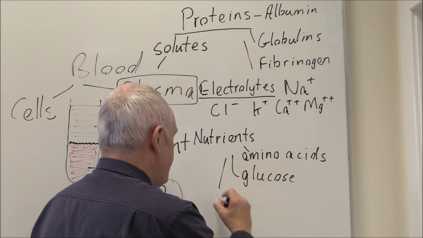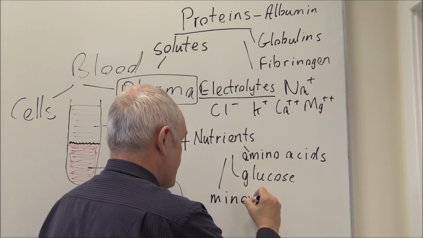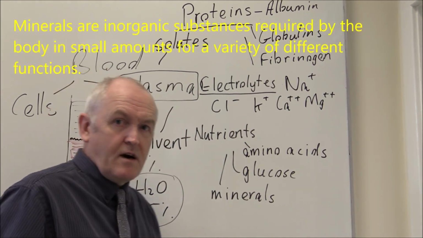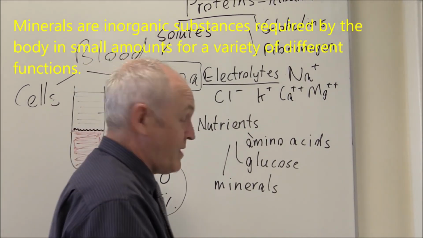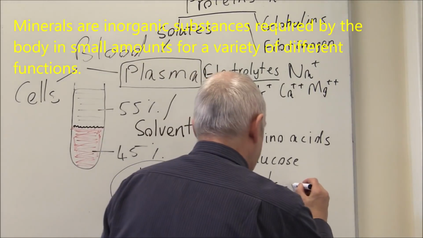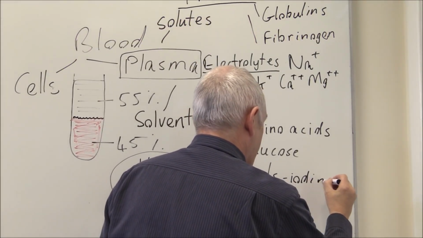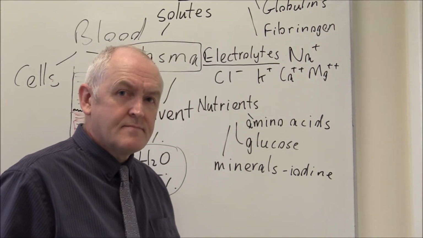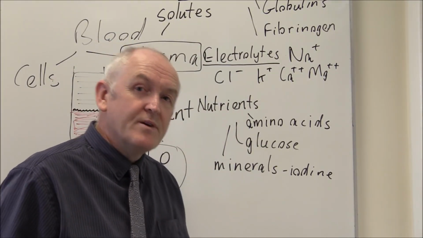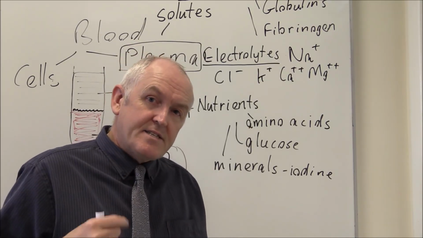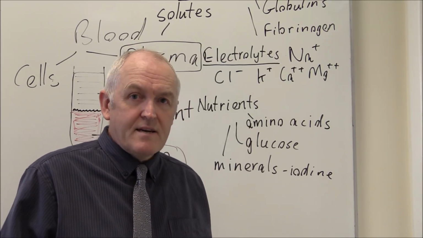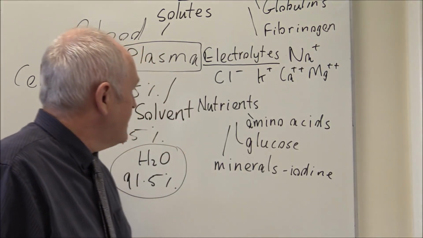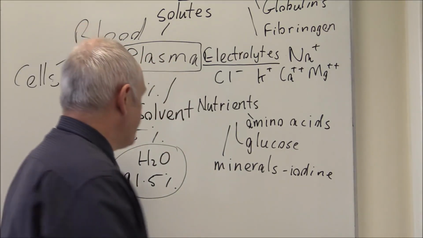Other nutrients are going to be minerals. So minerals are important. These are inorganic simple compounds. You might think of iodine, for example. Which gland needs iodine in order to function? Well, you might remember that the thyroid gland needs iodine in order to make thyroid hormone. Other soluble nutrients in the blood are going to be vitamins.